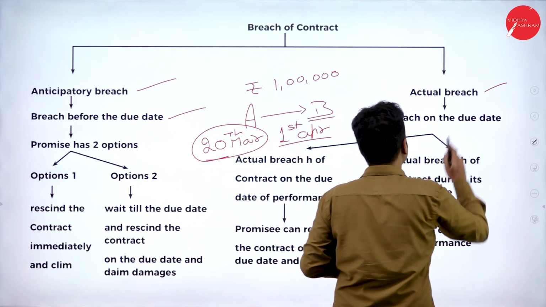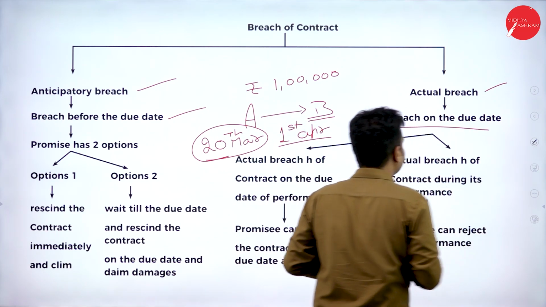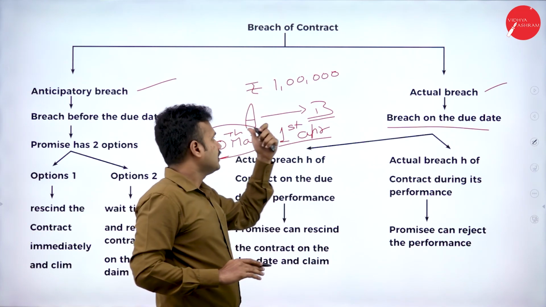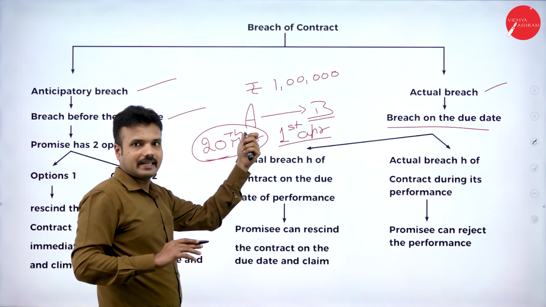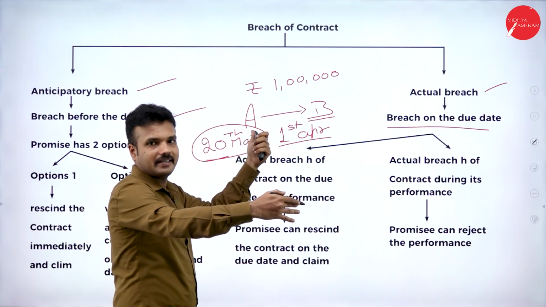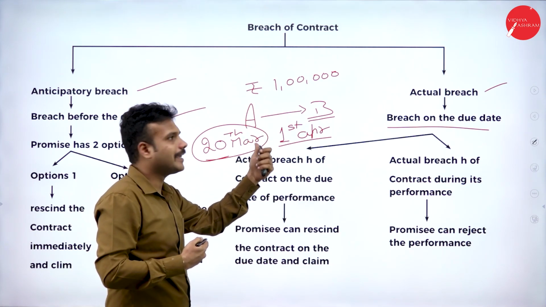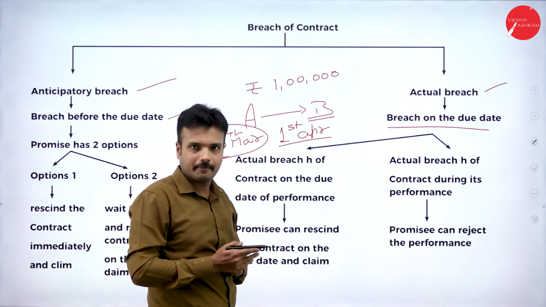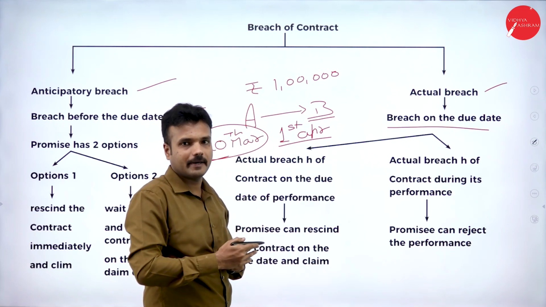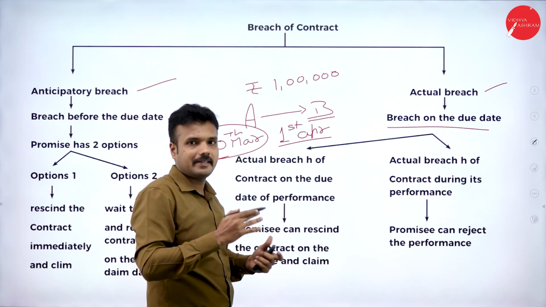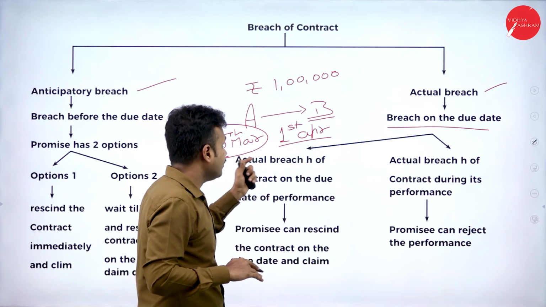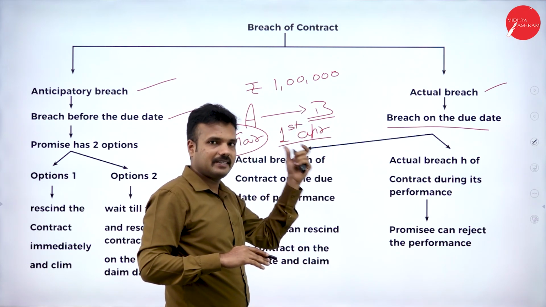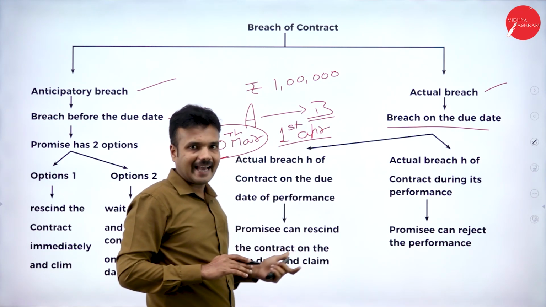Actual breach means a breach of contract which happens on the due date. On 1st April, Mr. A is ready to hand over the property to Mr. B and collect 1 lakh rupees. But on that date, Mr. B says, no, I am not interested in your property, I am going towards another property, please sell your property as per your wish. B refused to collect the property as per the agreement. Then this kind of breach we call an actual breach.